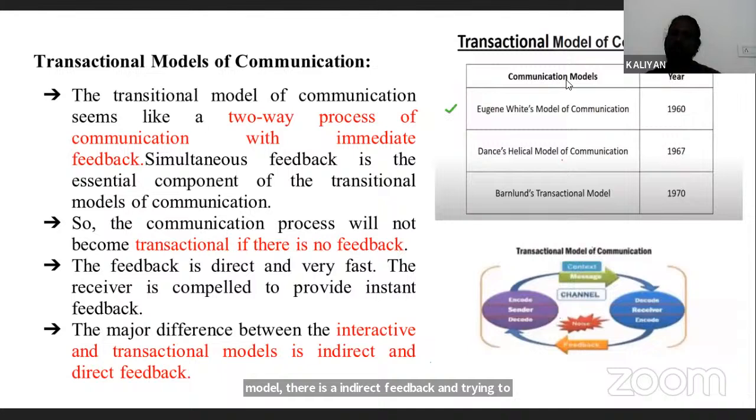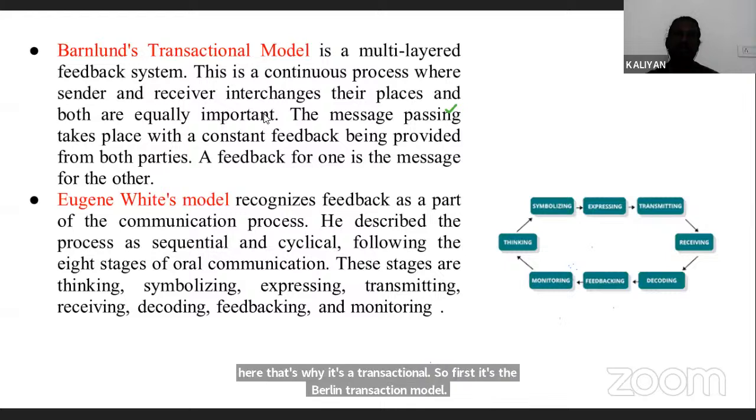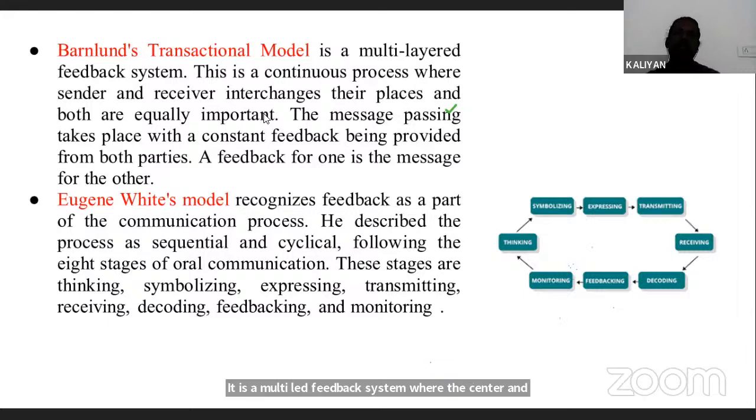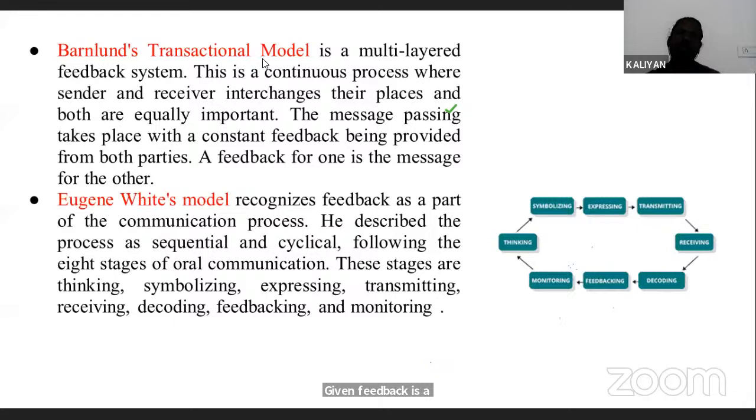There are three types of transactional model: Eugene White's model of communication, Dance's helical model of communication, 1967, and Barnlund's transactional model, 1970. So this is the transactional model of communication. Feedback happens here, that's why it's transactional. First is the Barnlund transactional model. It is a multi-layered feedback system where the source and receiver interchange their places. Both are equally important. The feedback given is a message for the other. So this is the Barnlund transactional model.